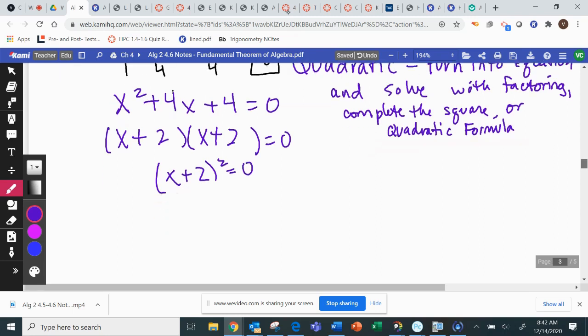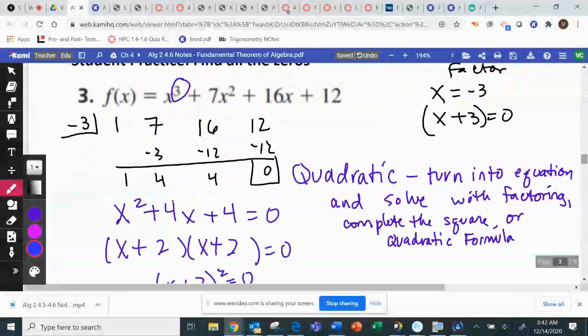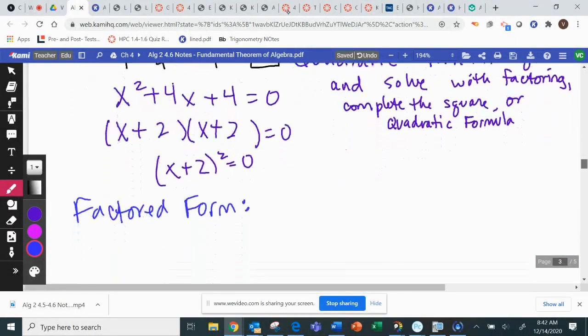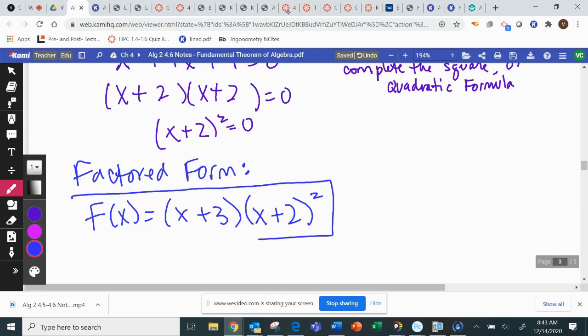So if we want to write the factored form of this equation, does it start as like an f of x or something? Yeah, f of x. I will have my x plus 3 factor, and then I will have my x plus 2 squared. So that would be the factored form. And then my zeros.